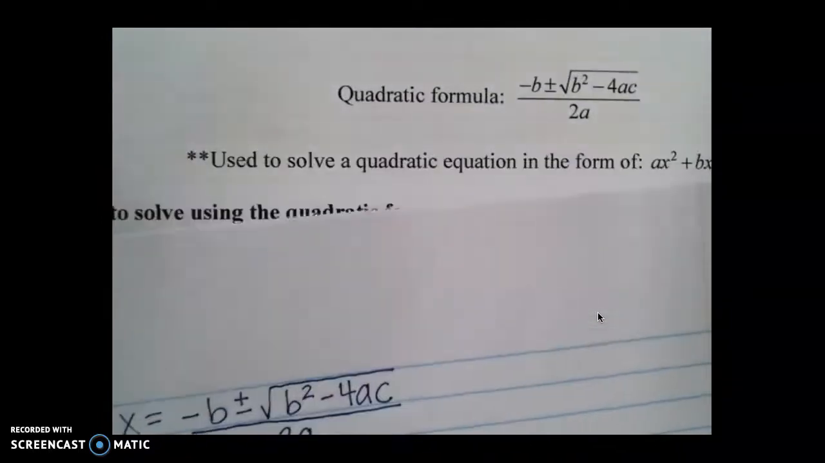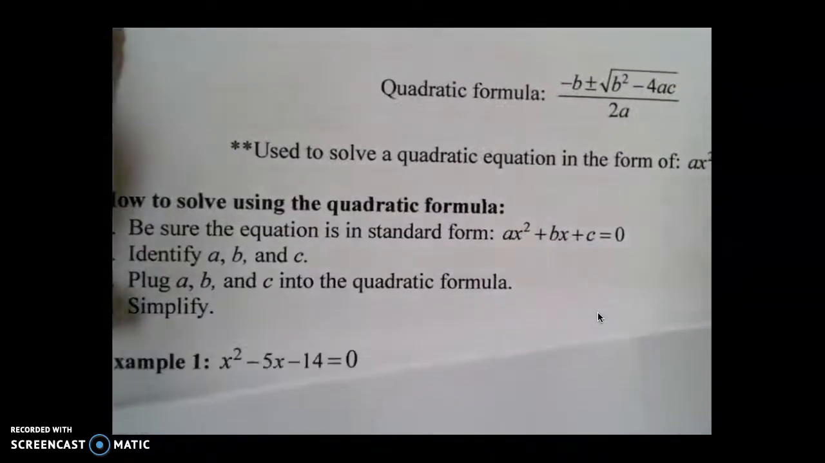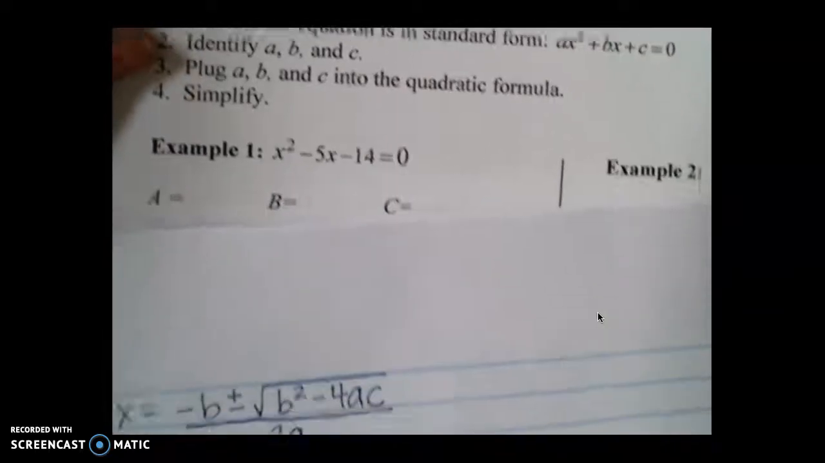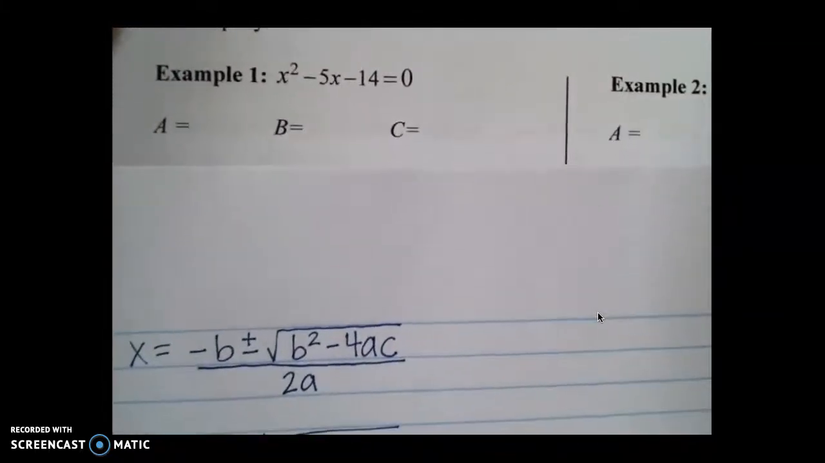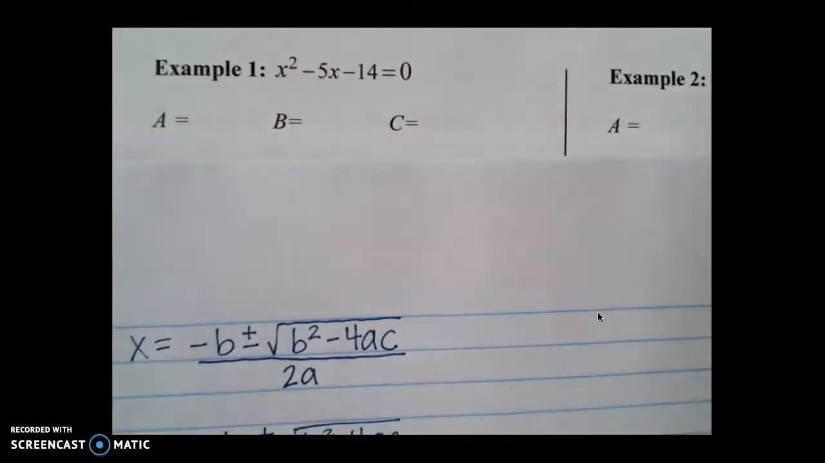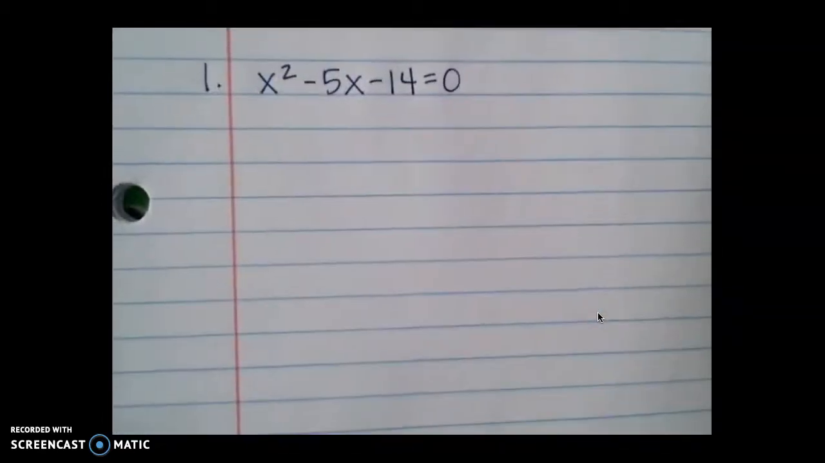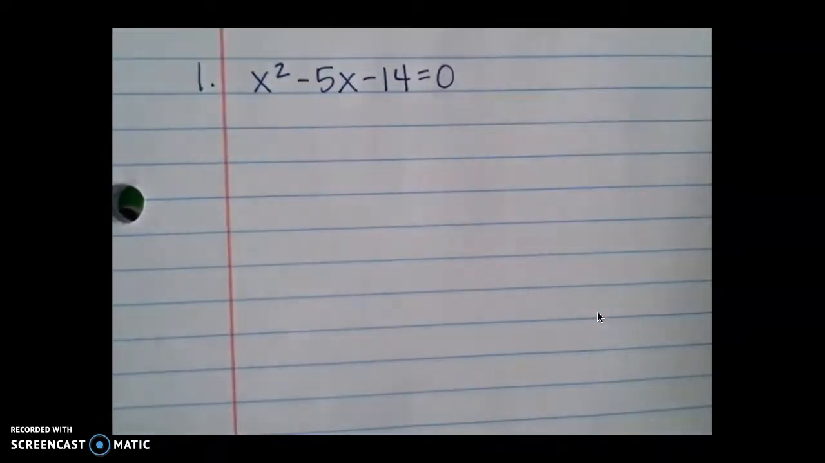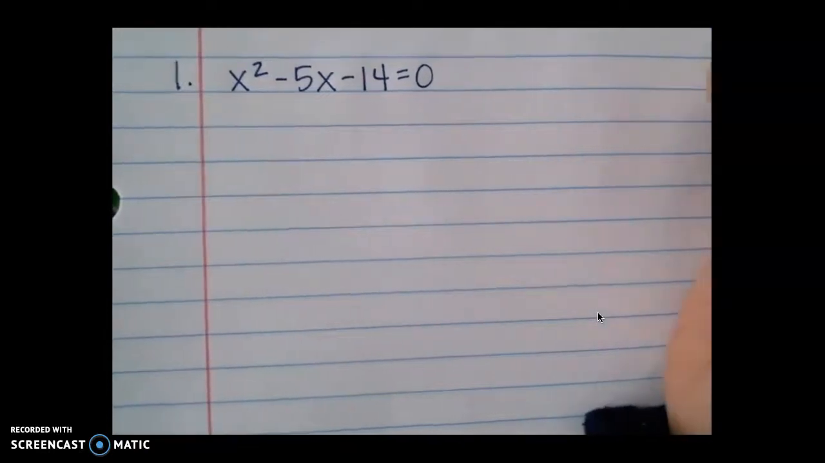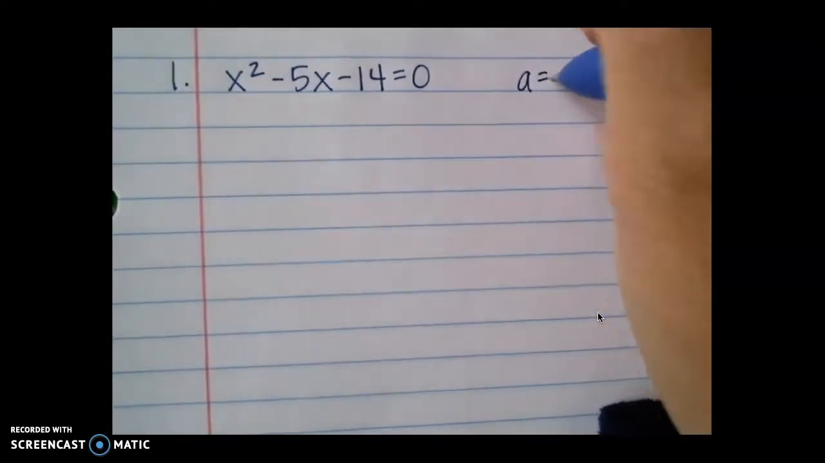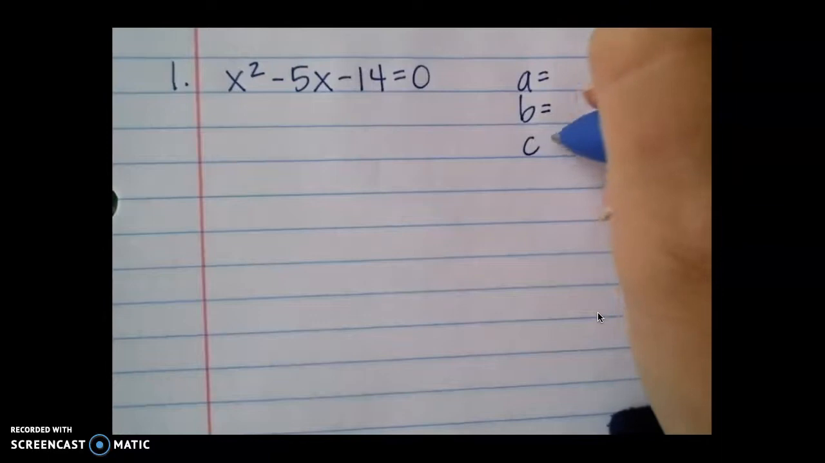So on my paper, it says identify what is A, what is B, and what is C first. So we are talking about the equation. I'm just going to write this down. X squared minus 5x minus 14 equals 0. Okay, I'm going to move up my paper so you guys can be writing this down too. So the first thing we're going to do is identify what is my A term, what is my B term, what is my C term.